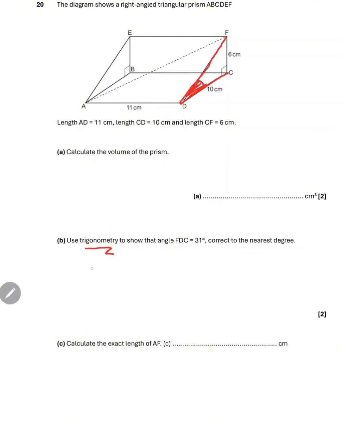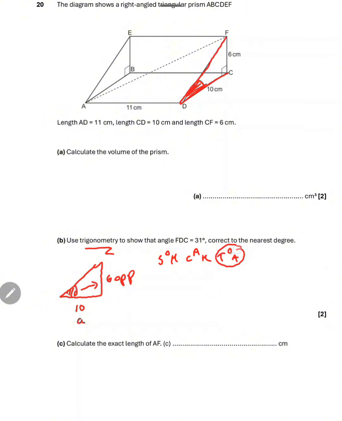So again, I'm going to draw my triangle just so I can show the working. I'm looking for this angle here. This is 6, this is 10. It's telling me to use trig, that's the opposite. This longest side is the hypotenuse, so this is the adjacent. I'll write them all down.